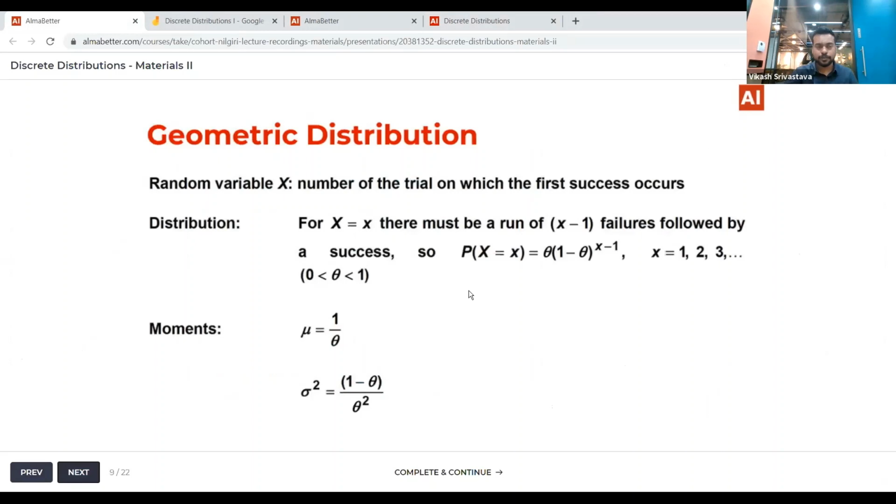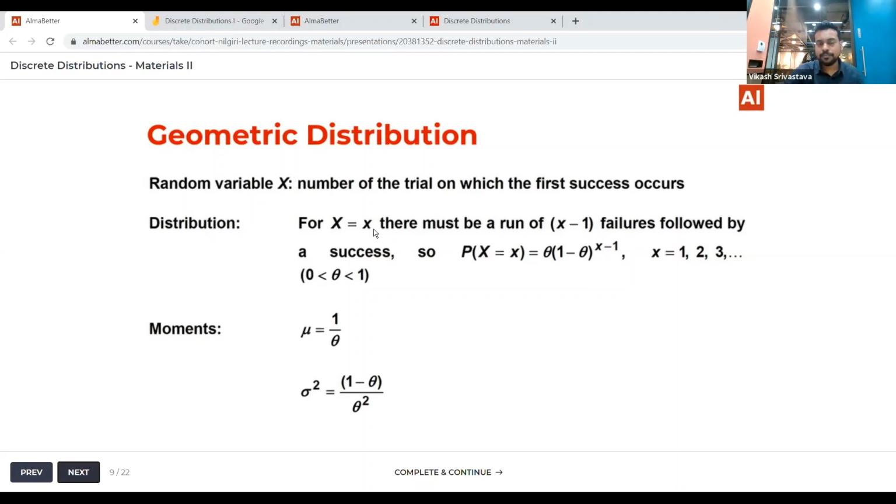This is geometric distribution. In this geometric distribution, our random variable x is defined as the number of the trial on which the first success occurs. Let's say you're doing some set of trials, and your random variable is essentially the number of the trial on which the first success occurs. This distribution is modeled as follows: for capital X equal to small x, there must be a run of x minus 1 failures followed by a success.